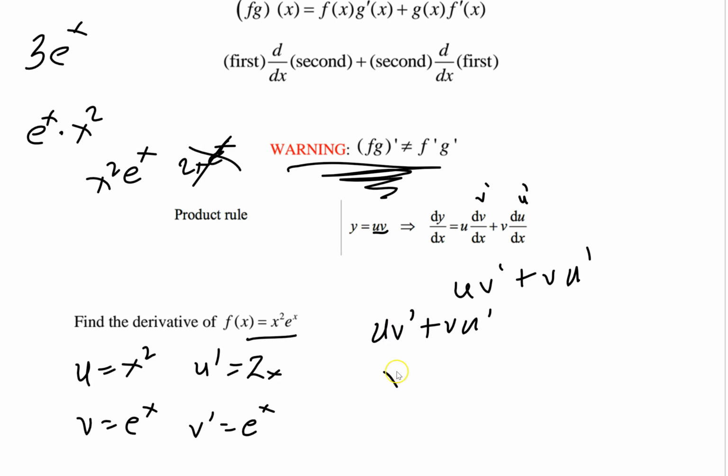So u is x squared, times v prime, which is e to the x, plus v, which is e to the x, the second one left alone, times the derivative of the other one, 2x. And that's the derivative. So that's the formula. Most of the time we don't need the formula. It's like, take the derivative of one of them times the other, plus switch it. That's all you have to do: take the derivative of one times the other plus the other way around.